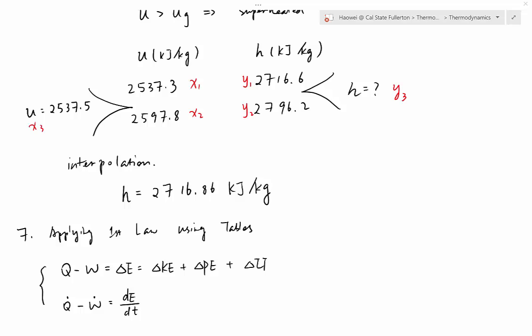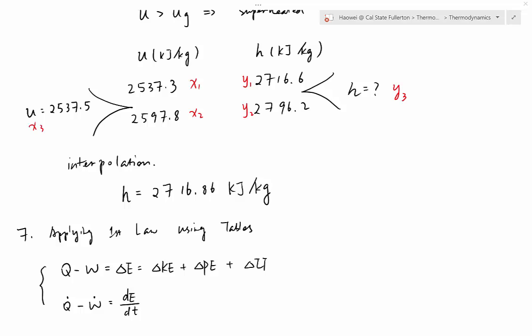Hello, welcome back. Next, we will introduce how you can combine using the tables with first law. So first of all, let's recall what is first law. First law is conservation of energy, and we derived the following equations for a closed system.